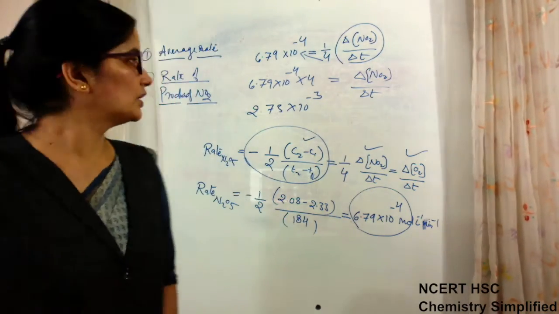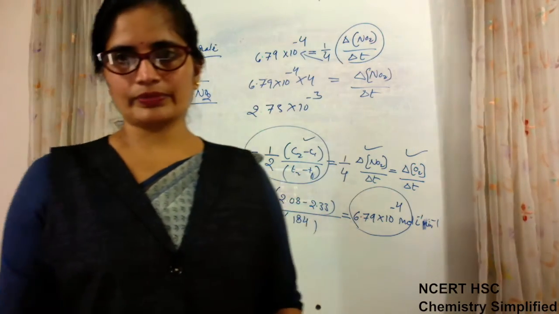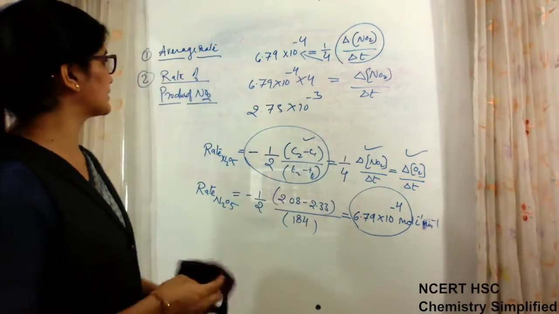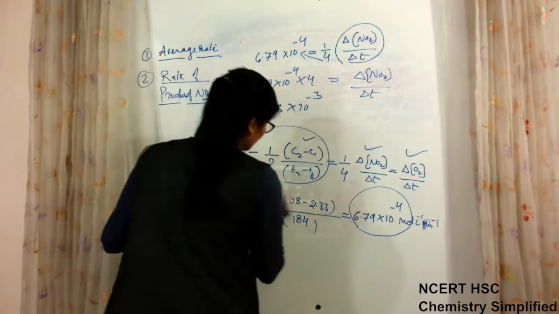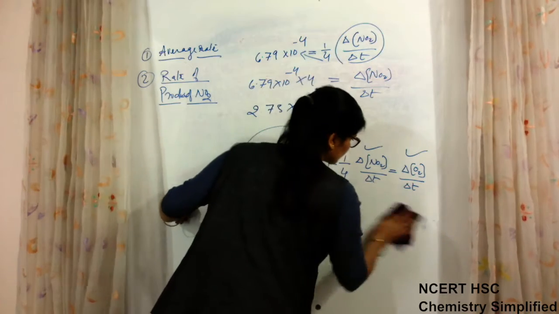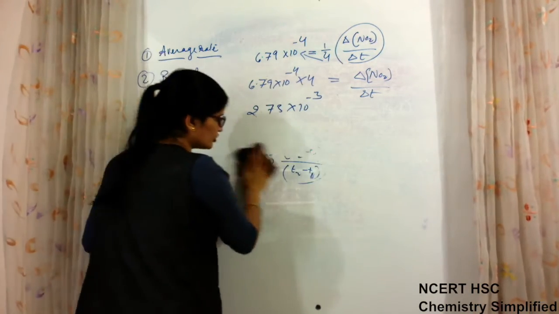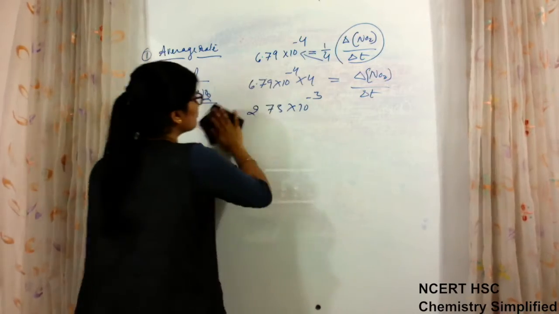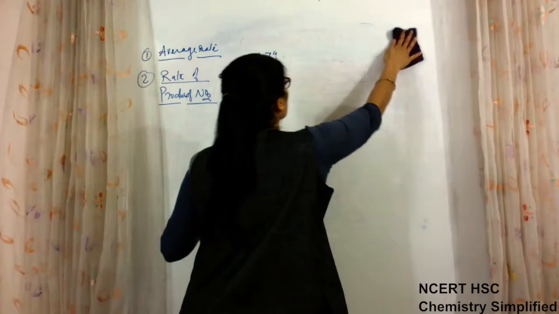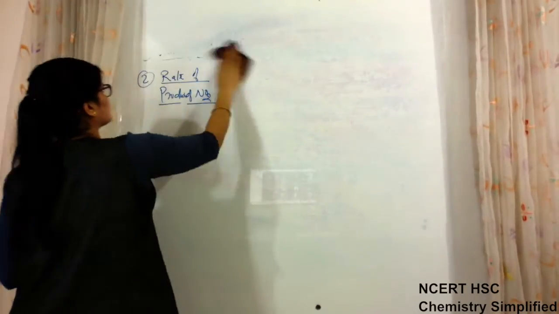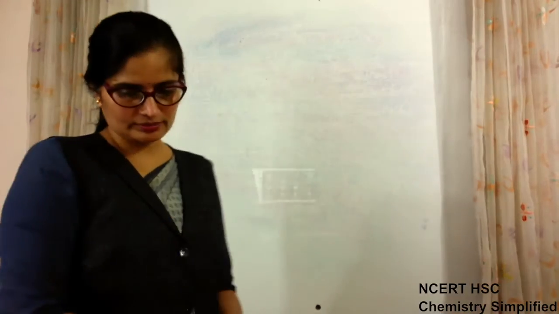Okay. So this is how the questions on these rates are based. Clear? So remember that stoichiometric coefficients are taken in division with the reaction when you write the formula. Okay. Clear?